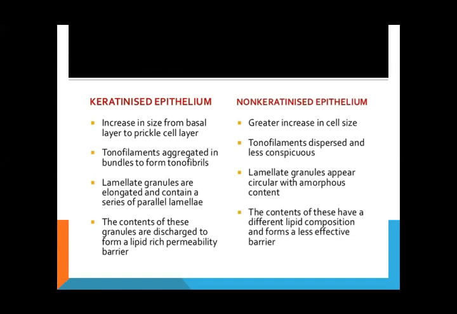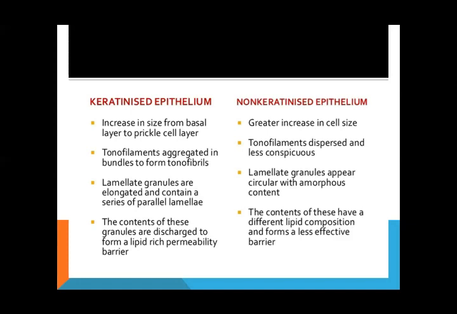Keratinized epithelium is different from non-keratinized epithelium. Number one, there is an increase in size from basal layer to prickle cell layer, and in non-keratinized epithelium, a greater increase in cell size. Second, tonofilaments aggregate in bundles to form tonofibrils in keratinized epithelium, while in non-keratinized epithelium tonofilaments are dispersed and less conspicuous.